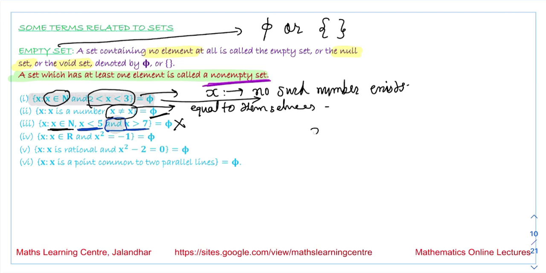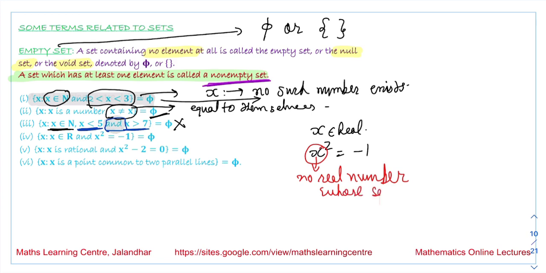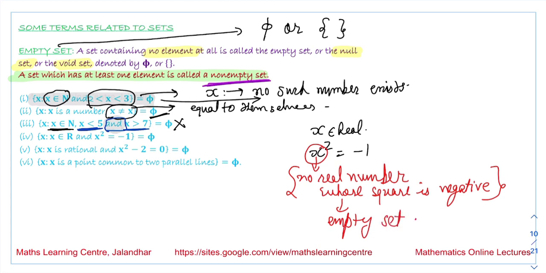Next we are saying x is a real number and x square is equal to minus 1, and we know that there is no real number whose square is negative. It means this set is an empty set.